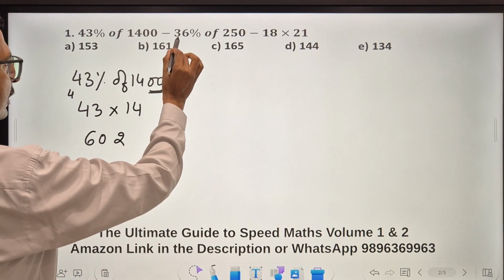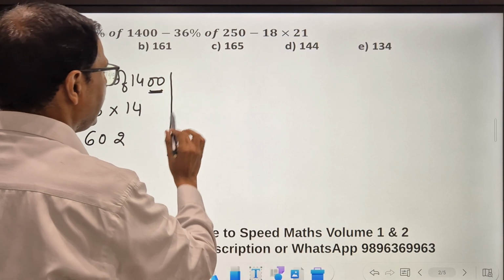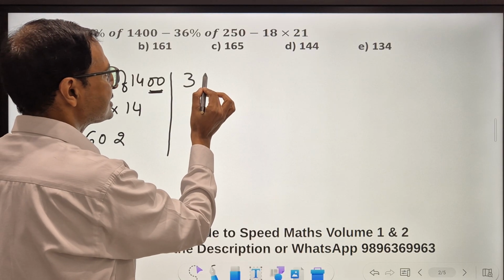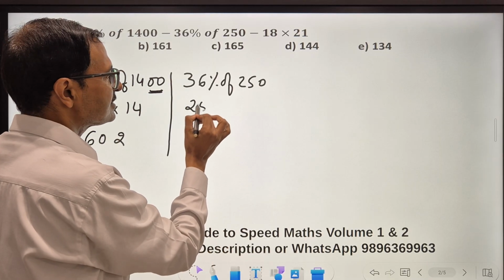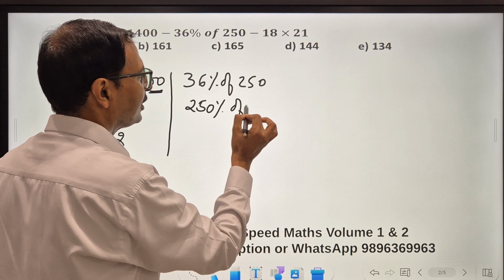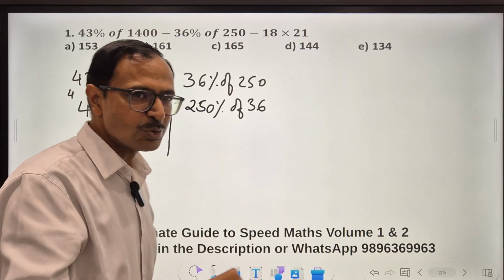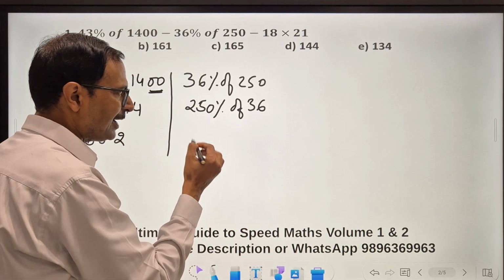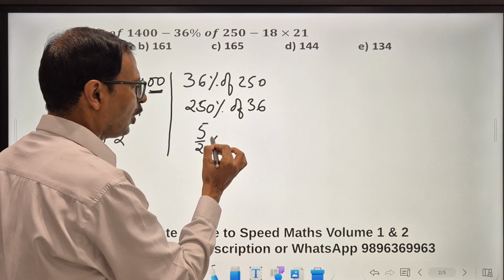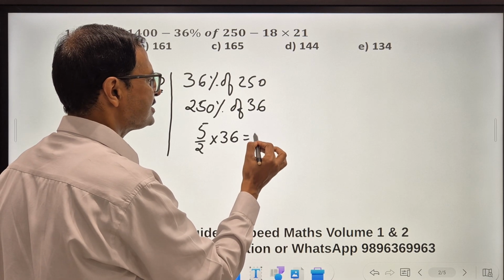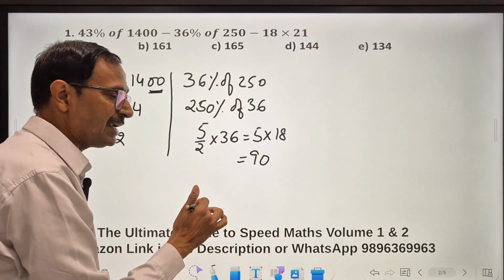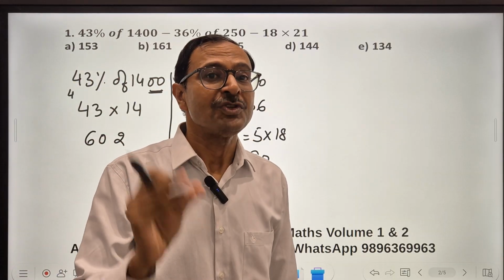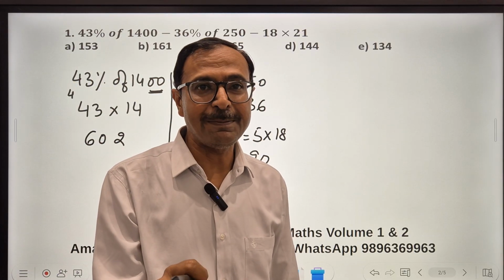Now coming to the second part, 36% of 250. Let's shift the percentage sign. 36% of 250 actually should be seen as 250% of 36. And do you know what is 250%? 250 by 100, 5 by 2 of 36, which is very easy. 5 times 18, that is 90. Again, all this is mental maths. I am writing it just to show you the beauty of speed maths tricks.